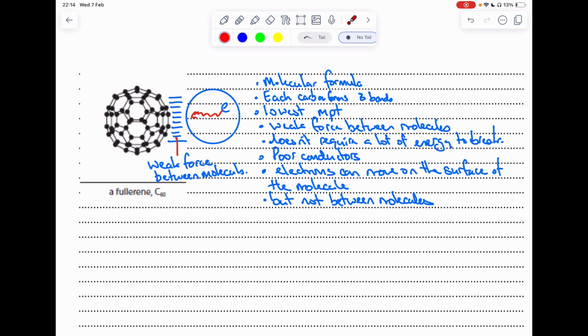Get as many bullet points as you can into your answer. Remember, when you write this, you write it in sentences, and you'll get some good marks in your response.